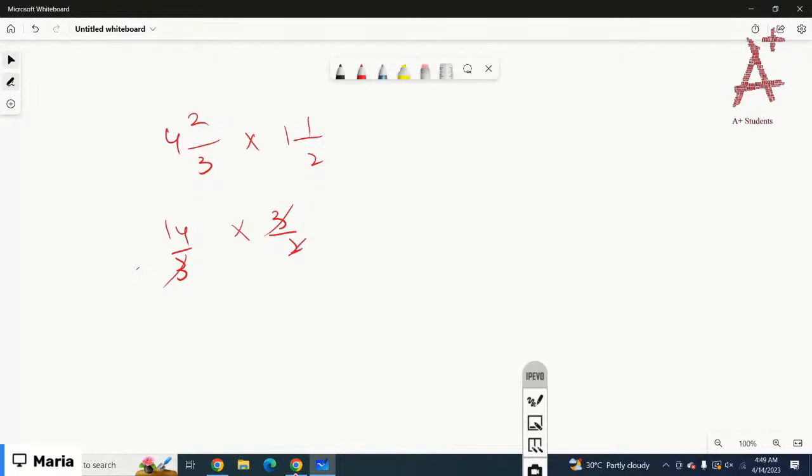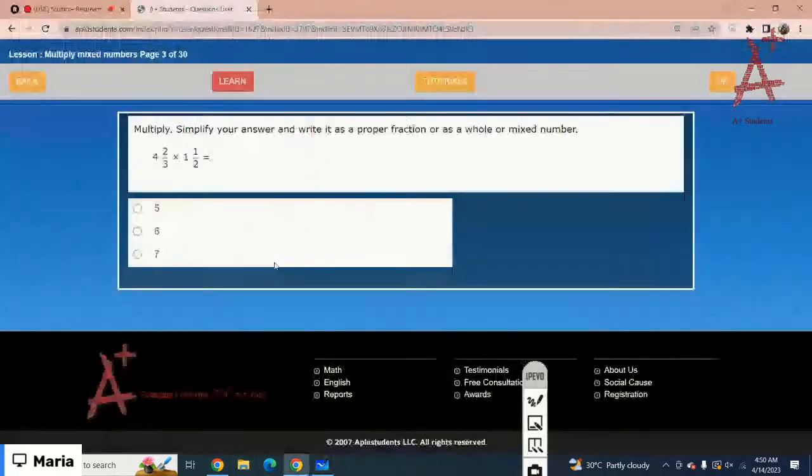So 2 times 1 is 2 and 2 times 7 is 14. So you are left with just 7. So the correct option is 7. Got it?